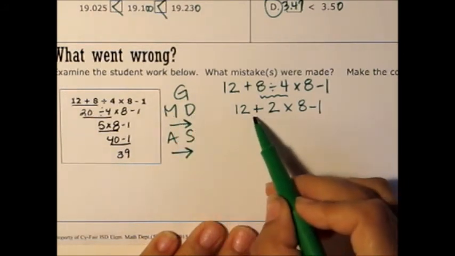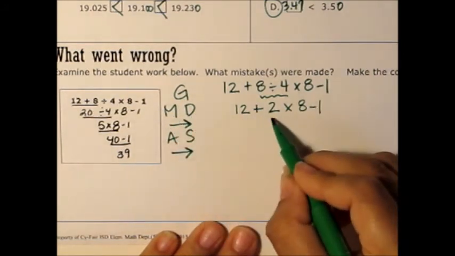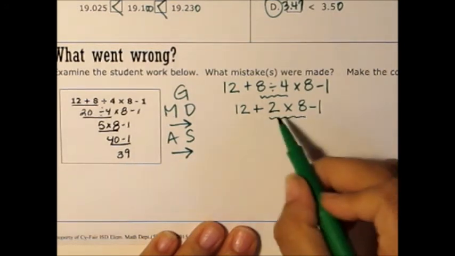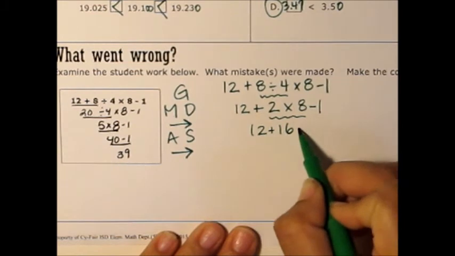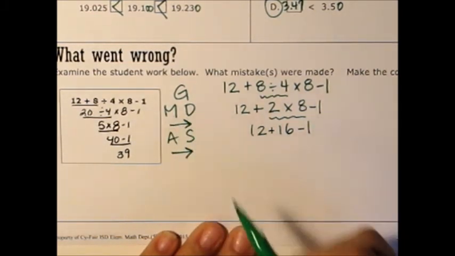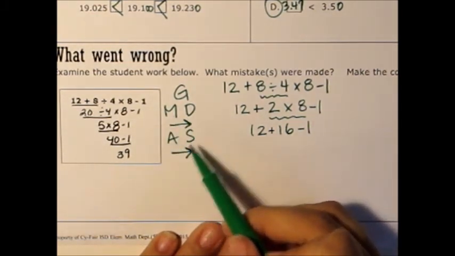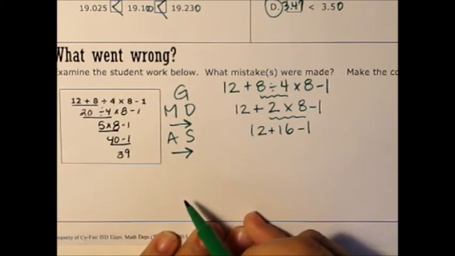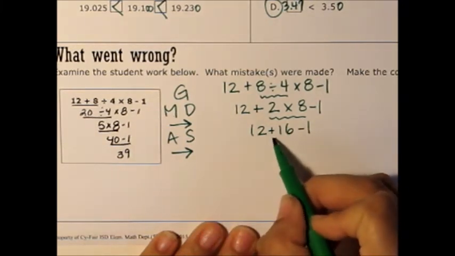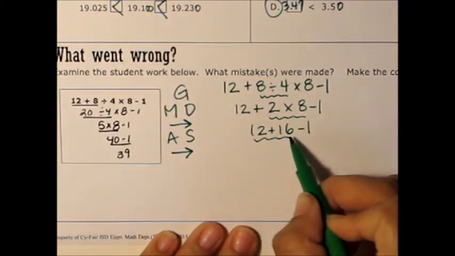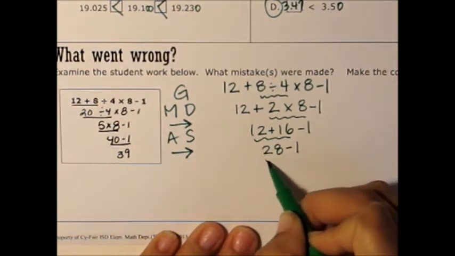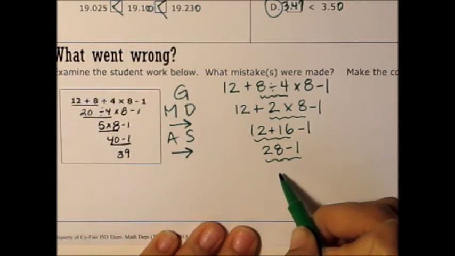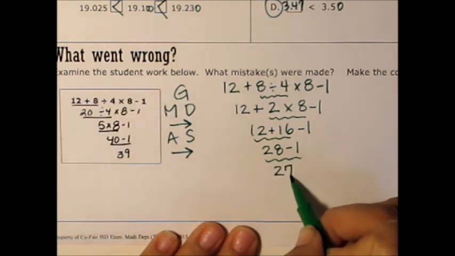multiplication or division. Bingo, right here. Okay, 2 times 8 is 16. I rewrite. I no longer have multiplication or division. I move down to add or subtract, whichever I see first from left to right. 12 plus 16, I see that first. That's 28. Rewrite it. 28 minus 1 gives me the 27.